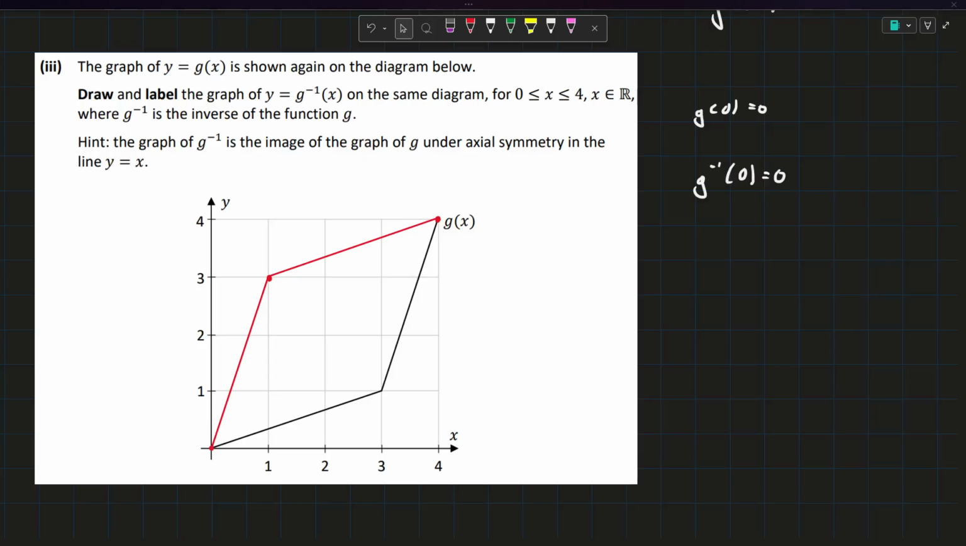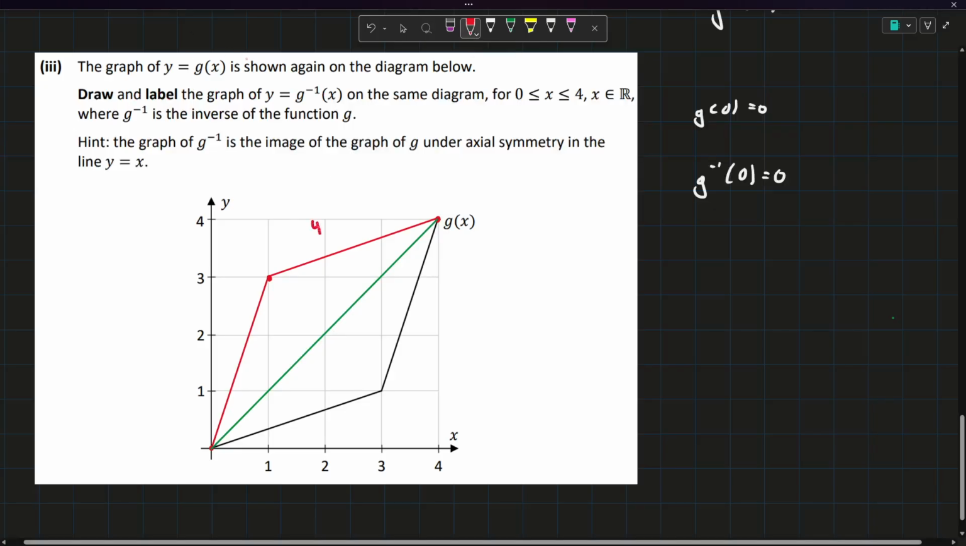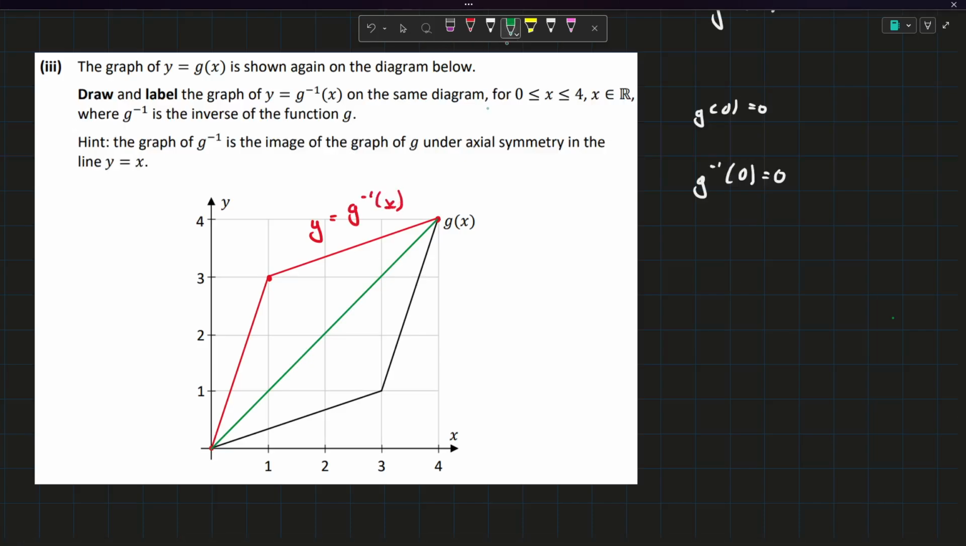If you want to use the way that they told you with the axial symmetry to see what that means, we draw the line y equals x, which is here in green, also they told us to draw and label. So it's actually very important that you write y equals g inverse of x up here at the top. This green line here is just the line y equals x. And what it means by symmetry is, as you can see, for example, this is 1 unit down and 1 unit to the right over here. So if we do symmetry through the other side, it ends up over here. Instead of going down 1 and right 1, we go left and up by 1.